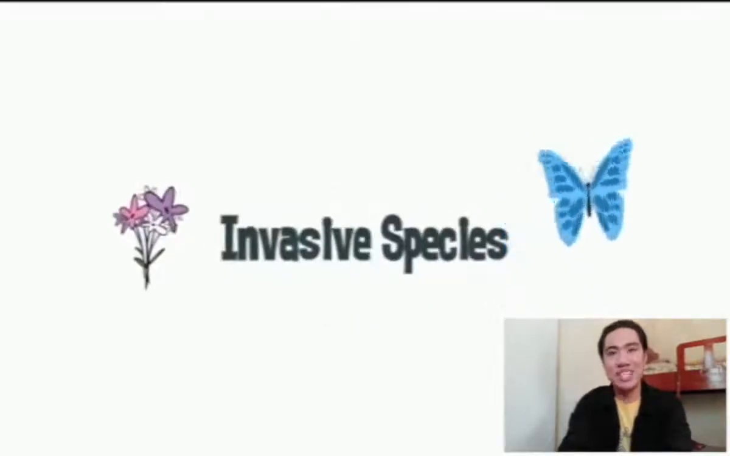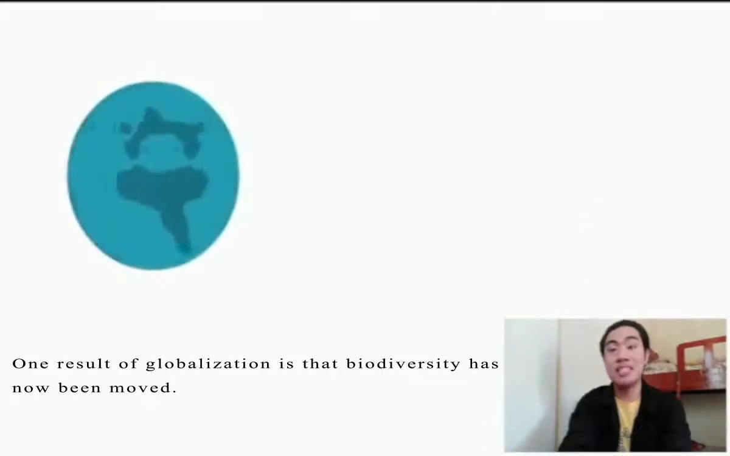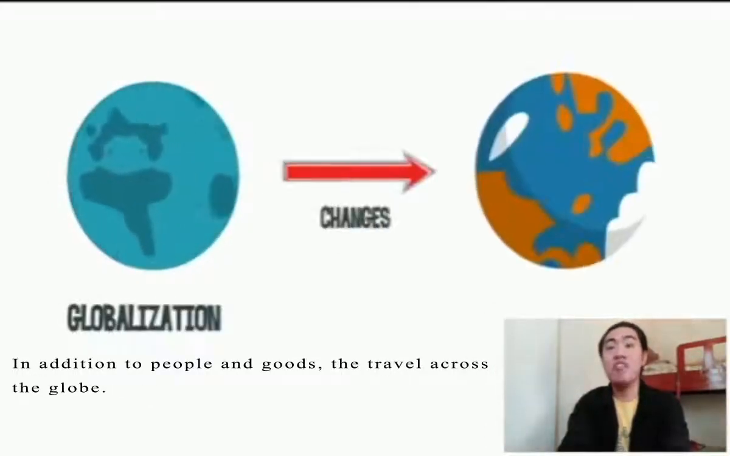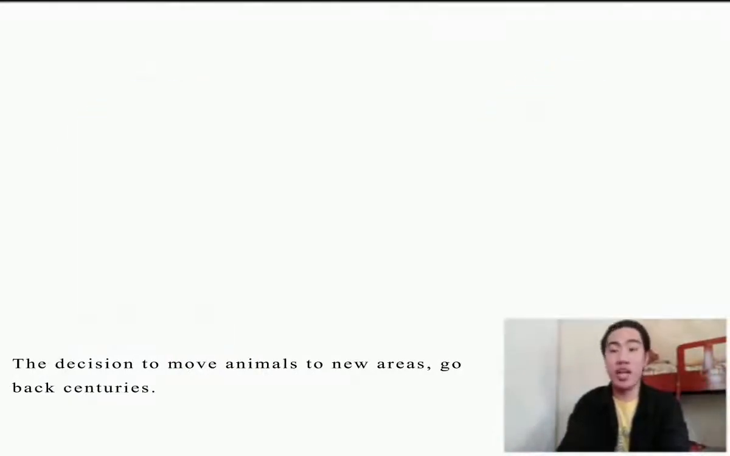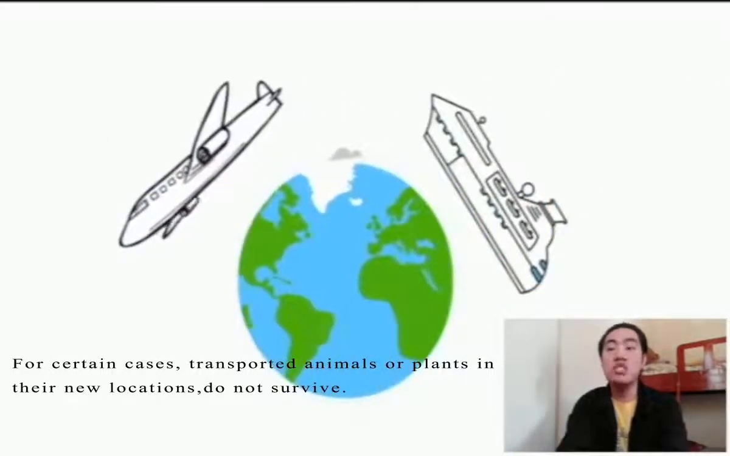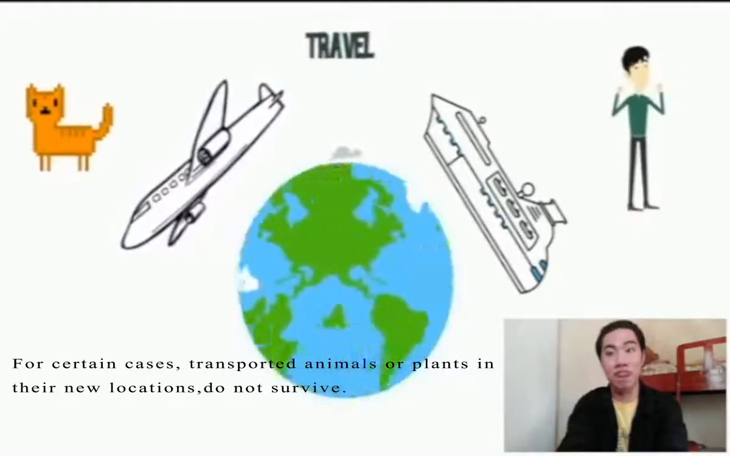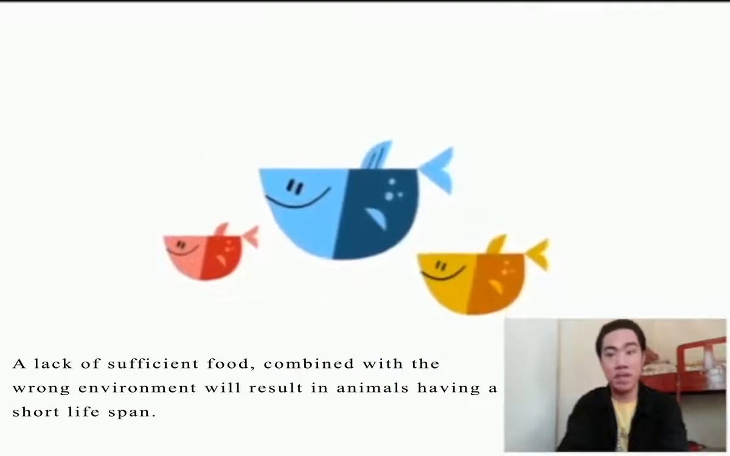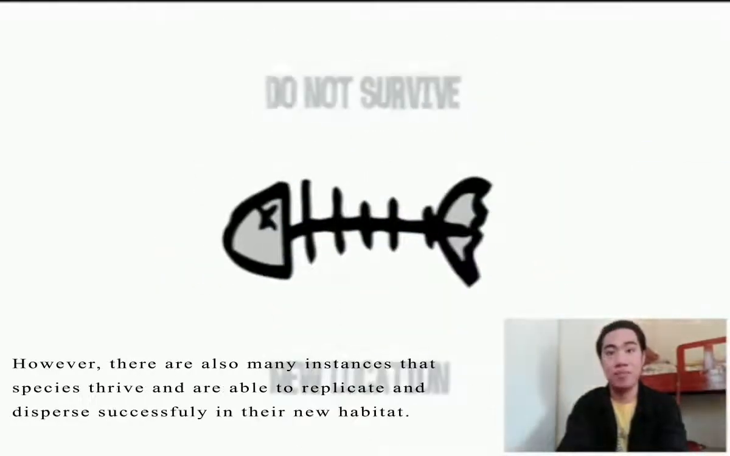Invasive species. One result of globalization is that biodiversity has now been moved. In addition to people and goods that travel across the globe, the tradition of moving animals to new areas goes back centuries. For certain cases, transported animals or plants in their new locations do not survive. A lack of sufficient food, combined with the wrong environment, will result in animals having a short lifespan.